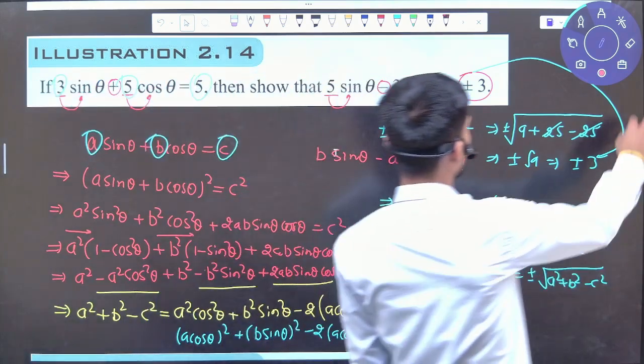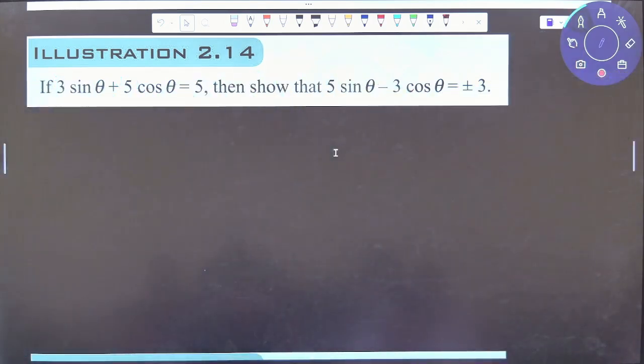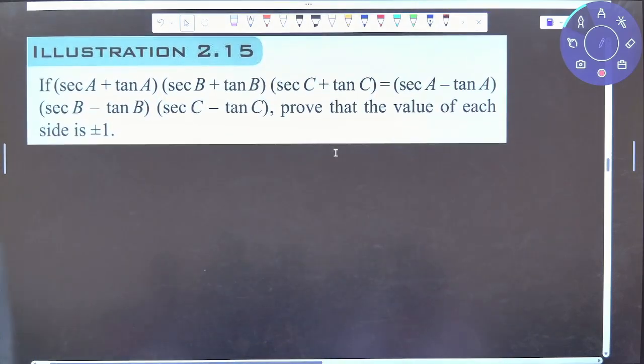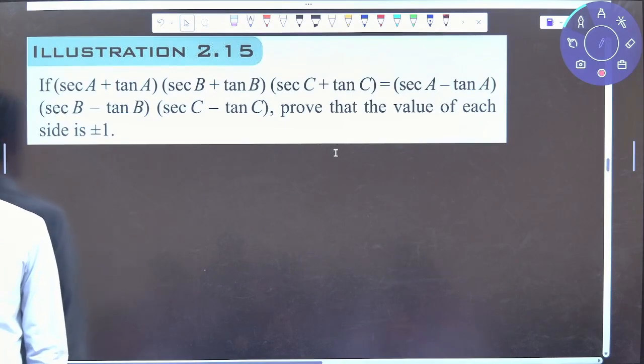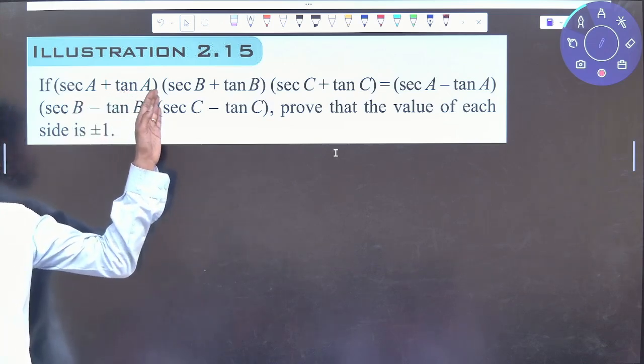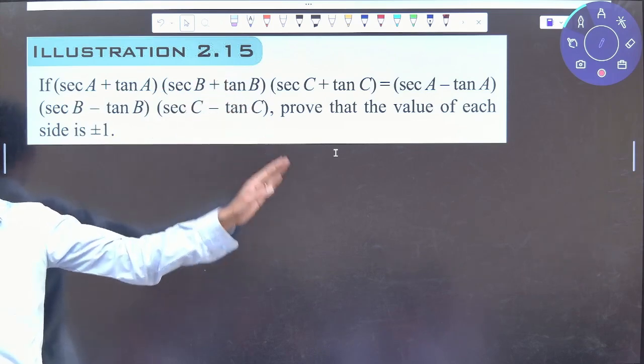Okay. So next question 2.15. Tell me, can you solve this question or not? It is saying (sec A plus tan A) into (sec B plus tan B) into (sec C plus tan C) into (sec D plus tan D).